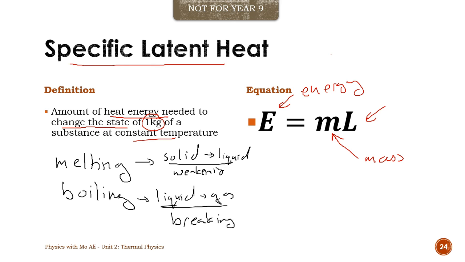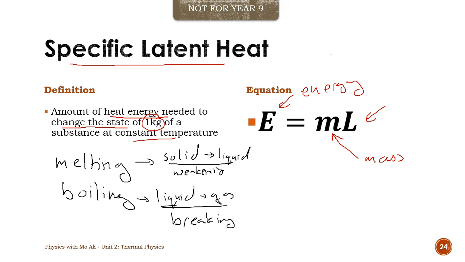You ask me, what's the difference? I tell you, the difference is simple. You need a lot more energy when you want to break the bonds than when you want to weaken them. So during boiling, it takes more time and more energy to break the bonds than it does during melting to weaken the bonds. That means the latent heat we have actually has two versions.